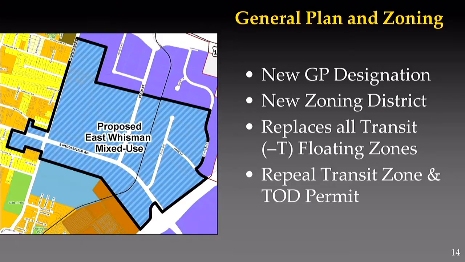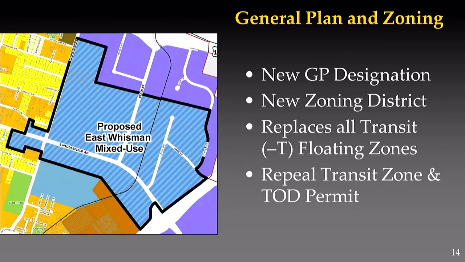In addition to the draft precise plan, staff is seeking EPC recommendation on a new general plan designation, the East Whisman mixed use designation. There would be a new zoning district that covers the East Whisman precise plan area, and it would replace all of the existing zoning districts in the area.